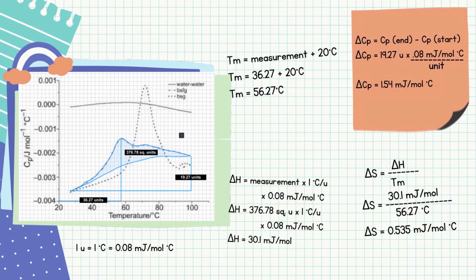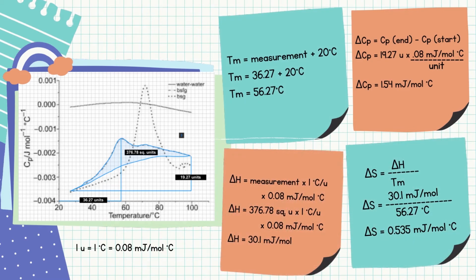Meanwhile, for BSFG, we obtained the following values: Tm of 56.27 degrees Celsius, 1.54 millijoules per mole degree Celsius, 30.1 millijoules per mole, and 0.54 millijoules per mole degree Celsius for delta Cp, delta H, and delta S respectively.